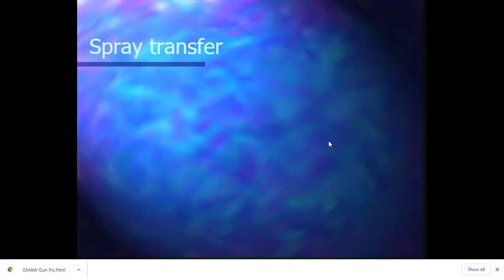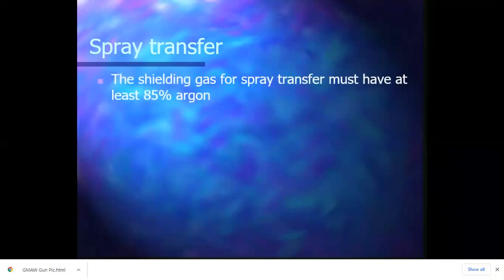All right, this should be a little bit better, hopefully anyways. So spray transfer is pretty awesome. Like I said, we use 85% argon. Now it's going to be a bi or a tri mix of gas. It'll have 2 or 3 different gases in there. But the argon is the most important thing. Without 85% argon, you're not getting that ionization of the steel across the arc. So no 85% argon, no spray.